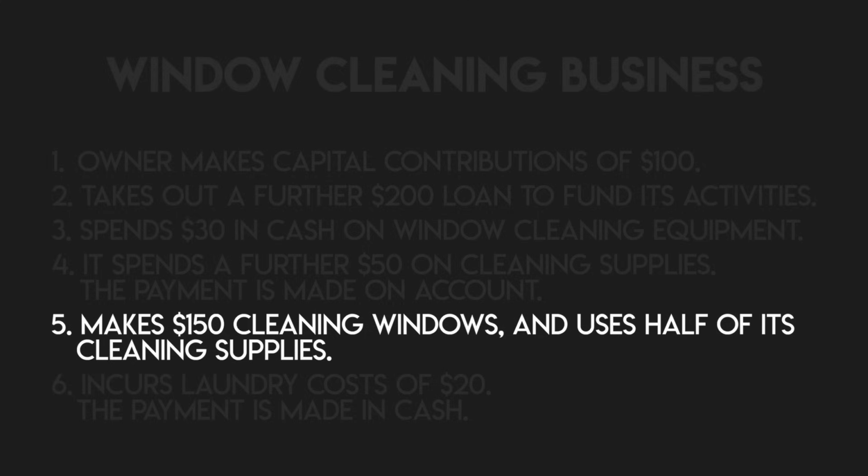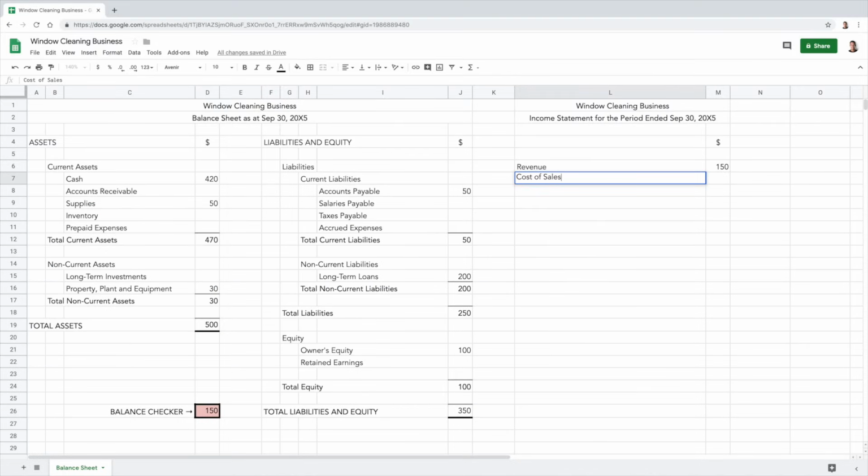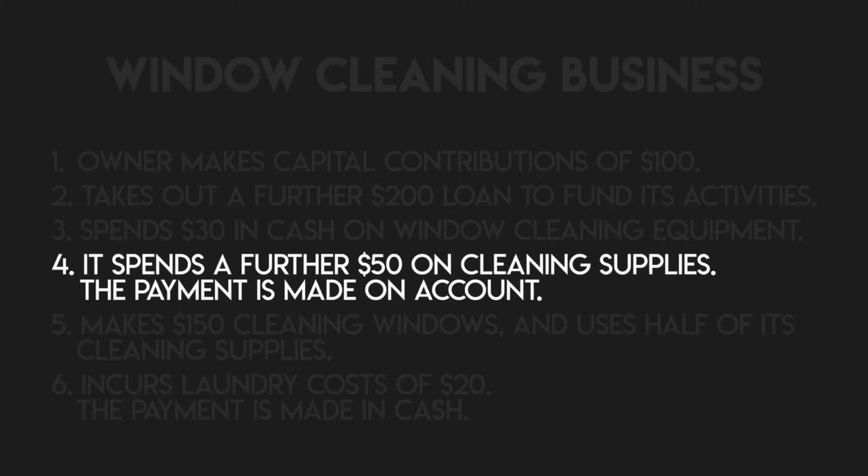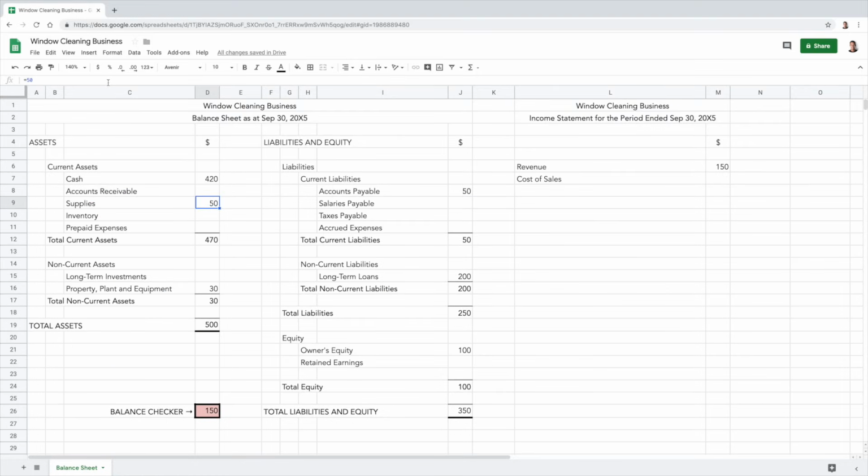Half of our cleaning supplies were used up on this job, so we can't recognize those as an asset anymore. They now make up our cost of sales, which is a kind of expense and belongs in our income statement as well. In the fourth transaction, we spent $50 on cleaning supplies. So if we've used up half of them, then we need to credit supplies by $25 to decrease them and debit cost of sales in the income statement to increase our expenses by $25.